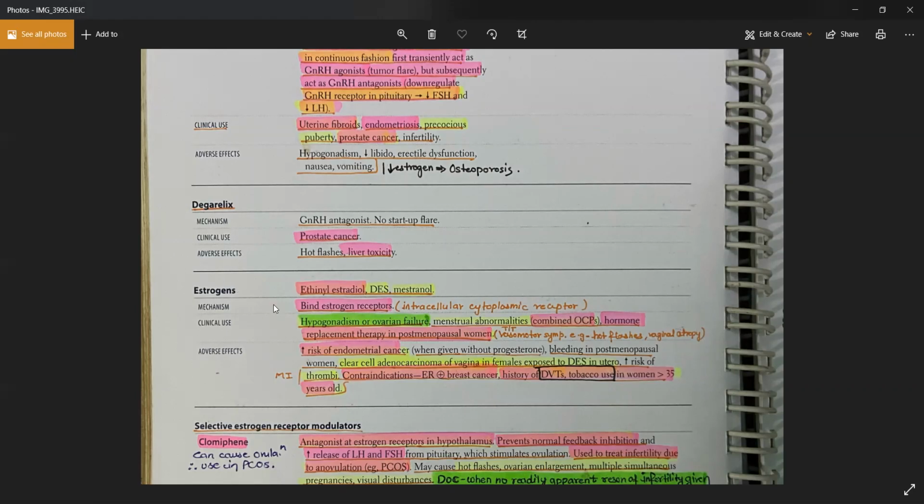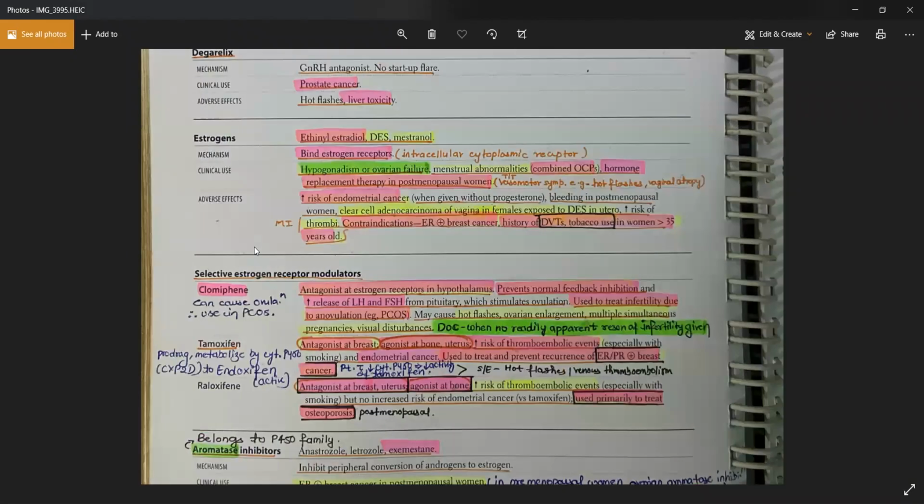While for patients less than 35 years of age, you do not require the DVT and tobacco use history, okay? You just require the breast cancer history. So that was about the estrogens.